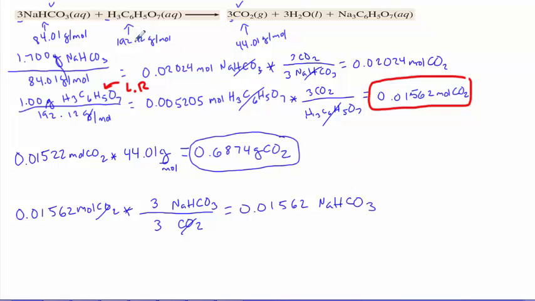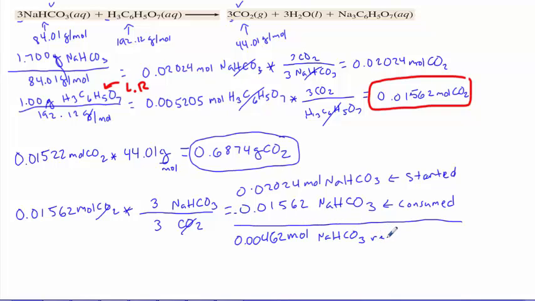Now we know how many moles we started with. We started with 0.2024 moles of sodium bicarbonate, and now we're saying that this 0.01562 moles of sodium bicarbonate is how much is necessary, how much was consumed. So to figure out how much is left over, it's a simple subtraction. So 0.2024 moles of sodium bicarbonate we started with, subtract, and this is how much is remaining.